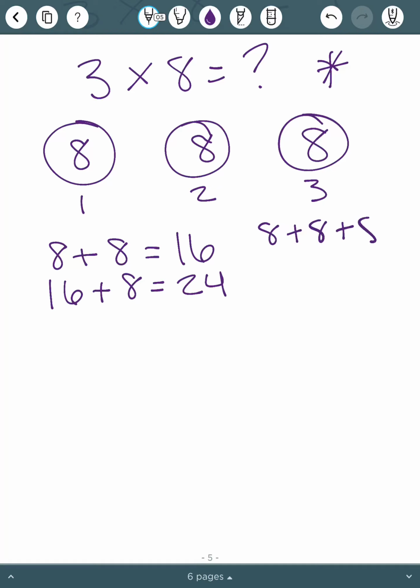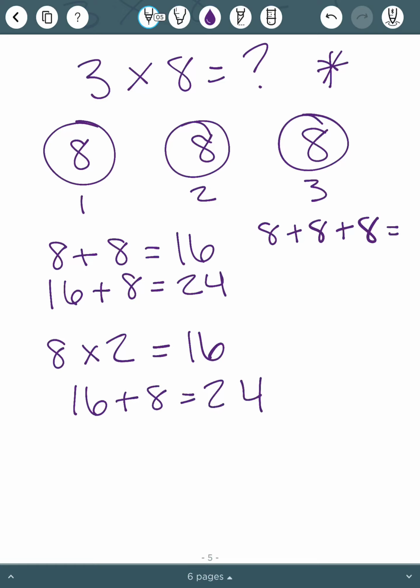So this is basically what I showed. 8 plus 8 plus 8 equals something. They also could just automatically know that 8 groups of 2 equals 16. So they know that they need one more group. And then so 16 plus 8 equals 24.